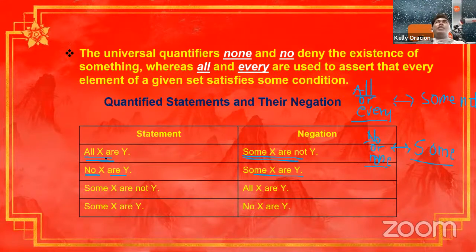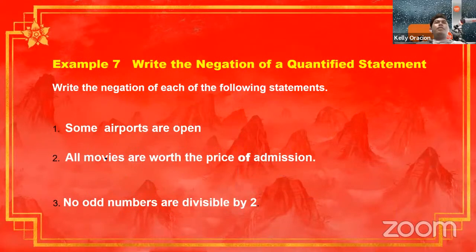So to further understand this topic, let me present to you an example. Kindly answer number one. What will be the negation of that statement? Kindly check your answer. Some airports are open. So what will be the negation, based on the rule I presented kanina? Take note, some ang given. What could be the negation?